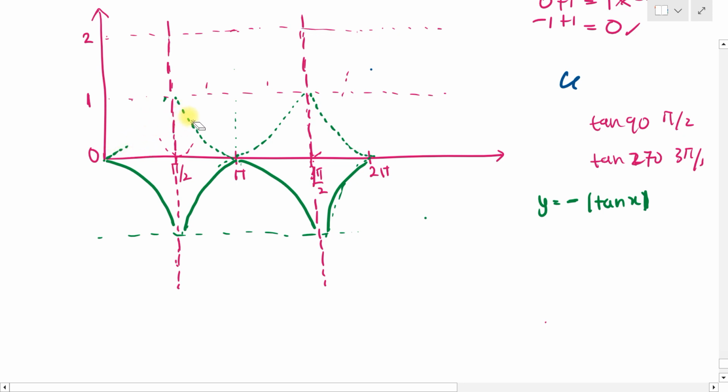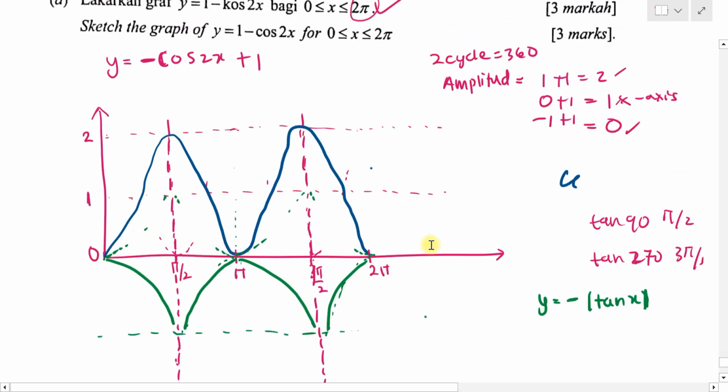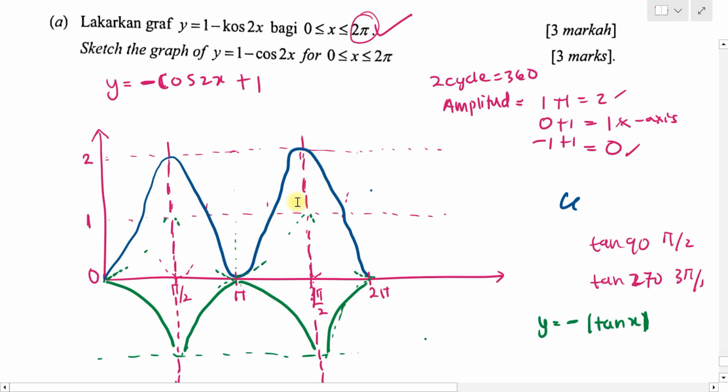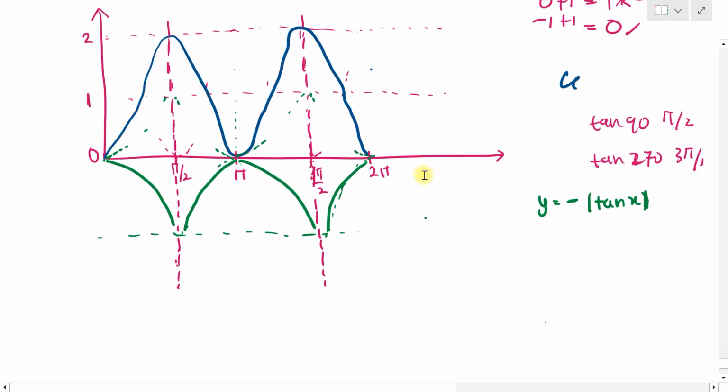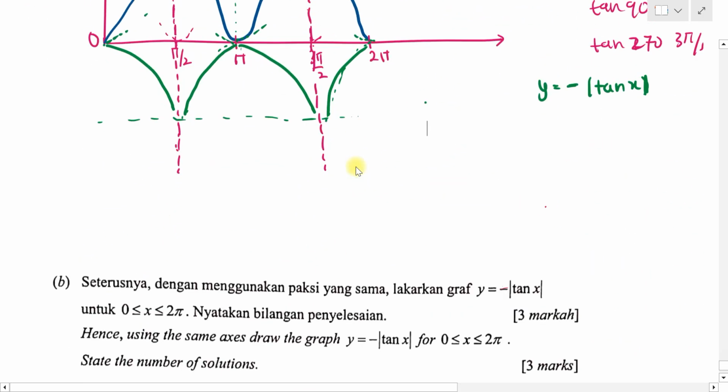That's how your graph will look like. Okay, if you still cannot understand, please WhatsApp me. This Microsoft OneNote is giving problems.